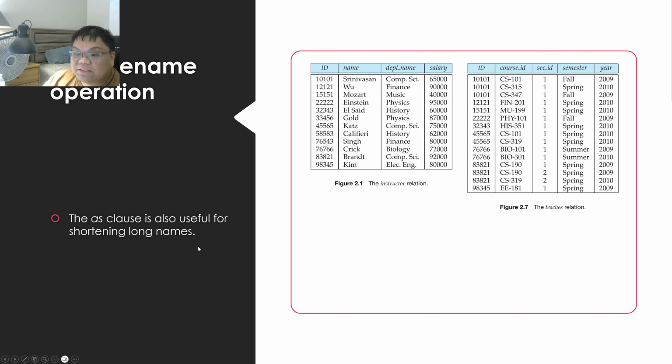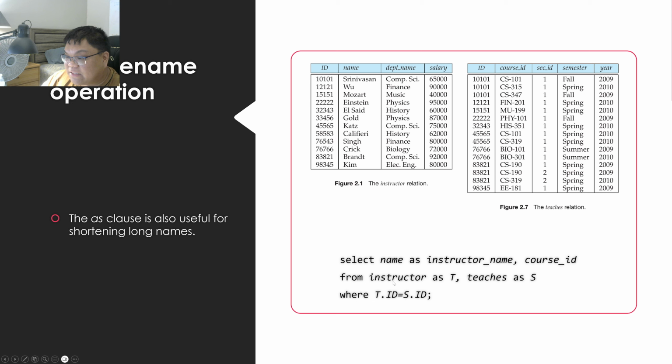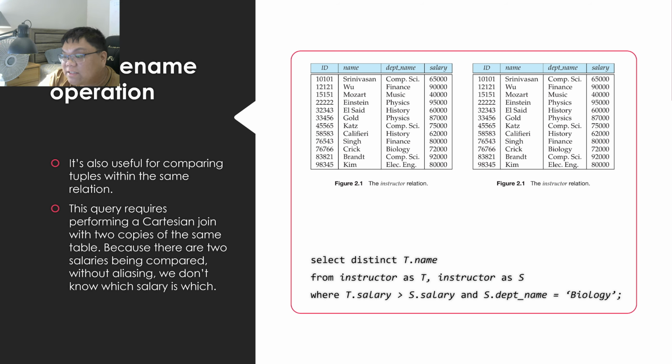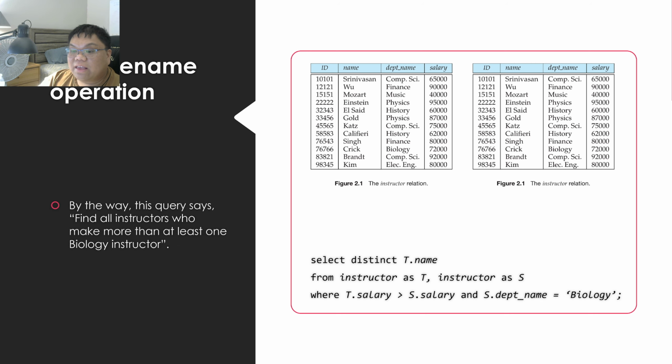The as clause is also useful for shortening long names. So, instructor as t, teaches as s, where t.id equals s.id. We can also use the as clause to compare tuples from the same relation. So we can have a query that looks like this: instructor as t, instructor as s. This query says, find all instructors who make more than at least one biology instructor.